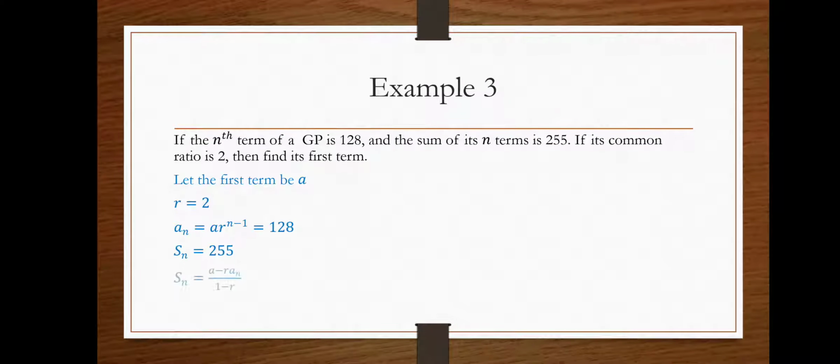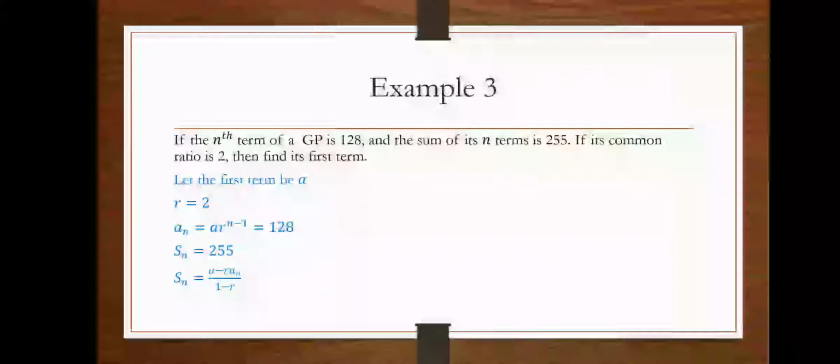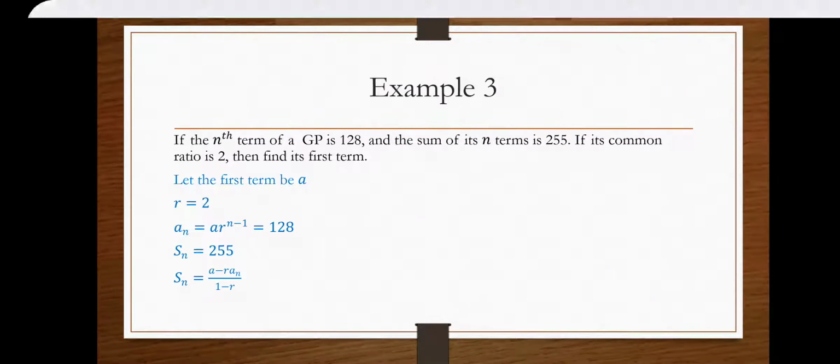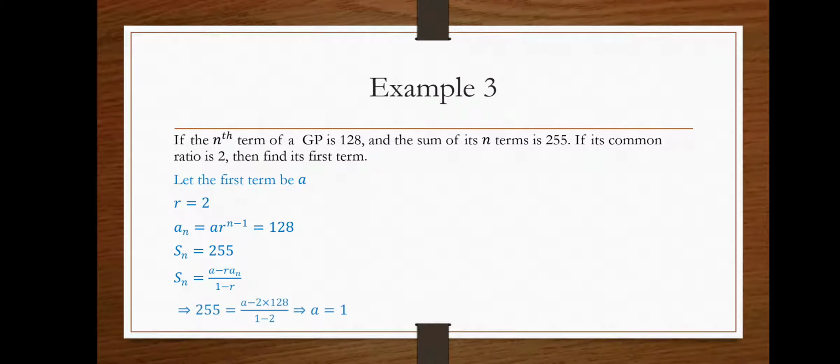Now let us put it into the formula. Now, what is the formula? Here you see, I know the last term, I need to find the first term. So in this case, all I can do is make use of the other formula, that is (A minus R An) by 1 minus R. So except A, all the values are known. So let us put it and do our calculation. And upon doing the calculation, you get the value of A as 1.